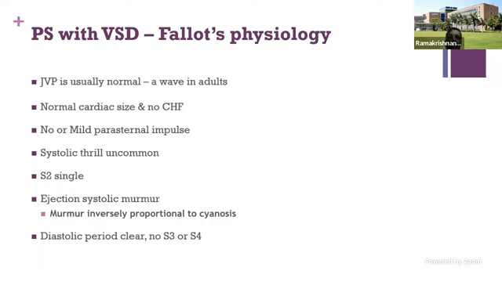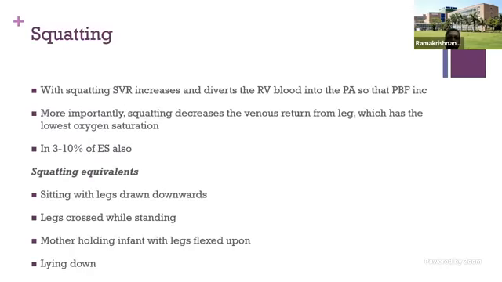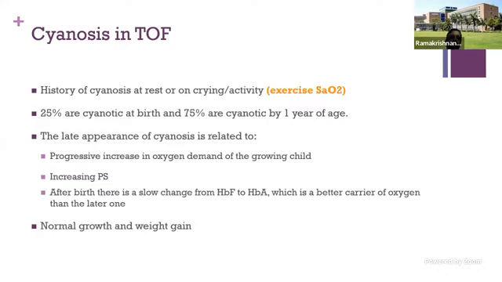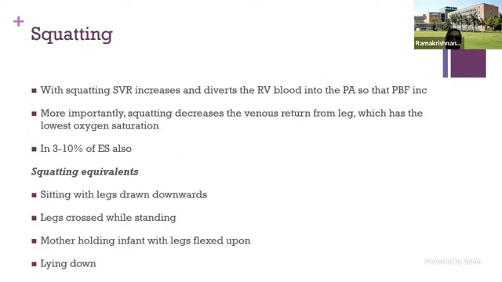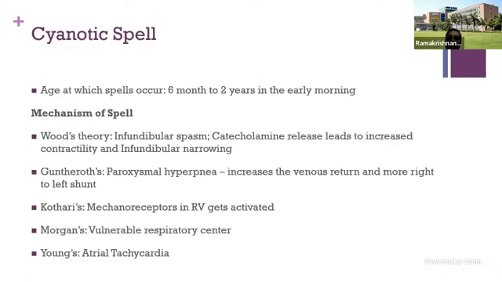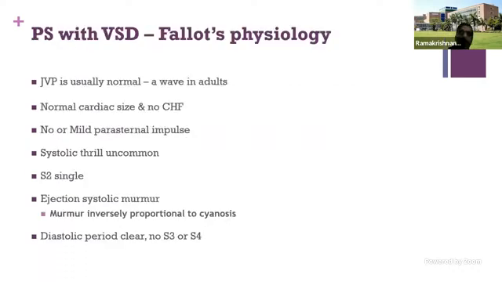So what are the common findings? I told you about the features. Features are very simple. Cyanosis: the majority are not cyanotic at birth. 75% are cyanotic at 1 year of age. So neonatal cyanosis is 25%, infantile cyanosis is 75%. Remember it as 1/4 and 3/4. They have normal weight gain, no chest infection, nothing. They are otherwise normal, and they can have squatting and cyanotic spells. Cyanotic spells occur till 2 years of age and squatting beyond that age.